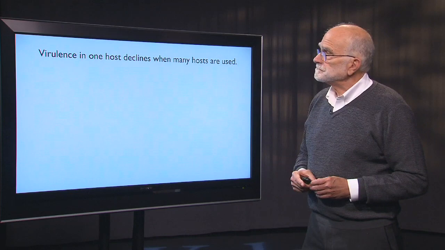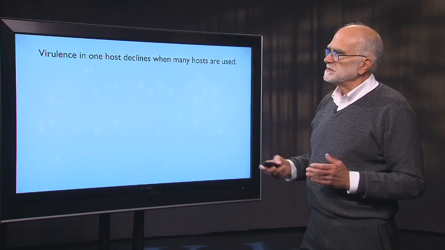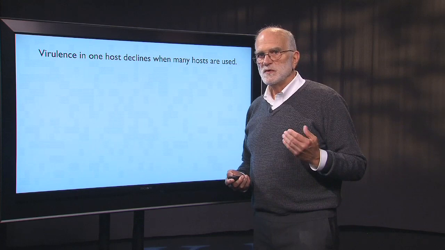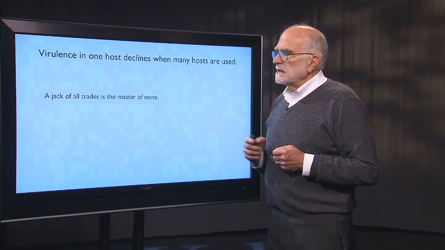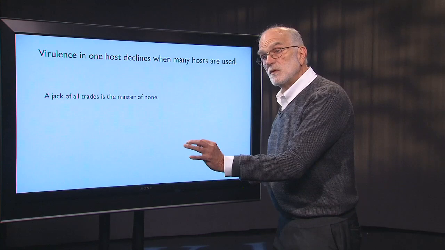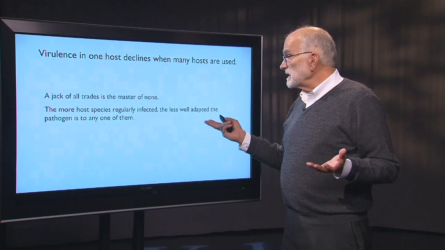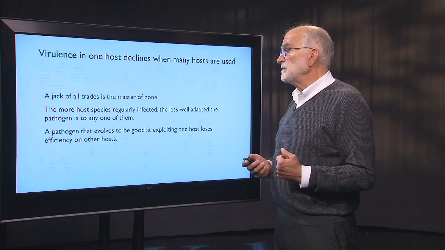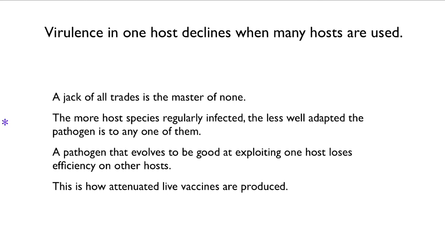One of the most medically interesting evolutionary considerations about the evolution of virulence has to do with how many hosts are being used and what happens in a new host. The motto behind this is that a jack of all trades is the master of none. A pathogen that does very well in one host will do poorly in another because they adapt locally to that host. The more host species that are regularly infected, the less well adapted the pathogen is to any one of them. And a pathogen that evolves to be really good at exploiting one host will lose efficiency on others. It turns out this is how attenuated live viruses are used or produced.